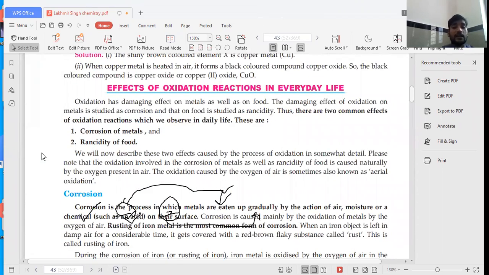Effects of oxidation and reduction reactions in everyday life we'll take in the next lecture, and we'll also take the oxidation and reduction reactions in great detail. Till then, this is your homework to go through it.